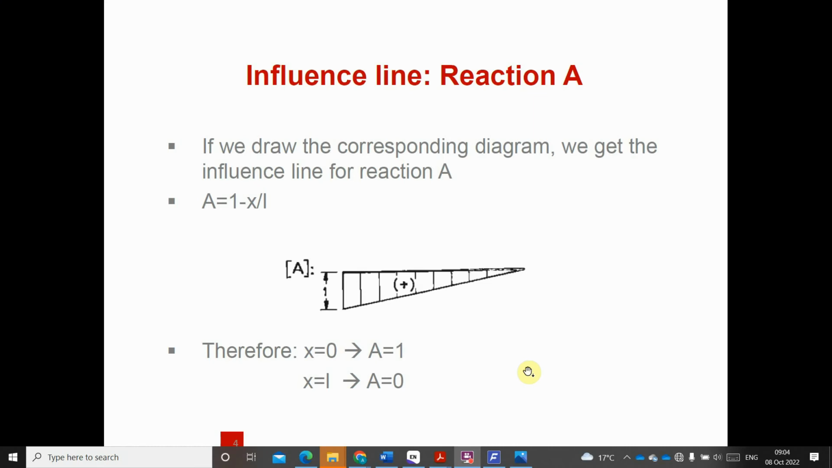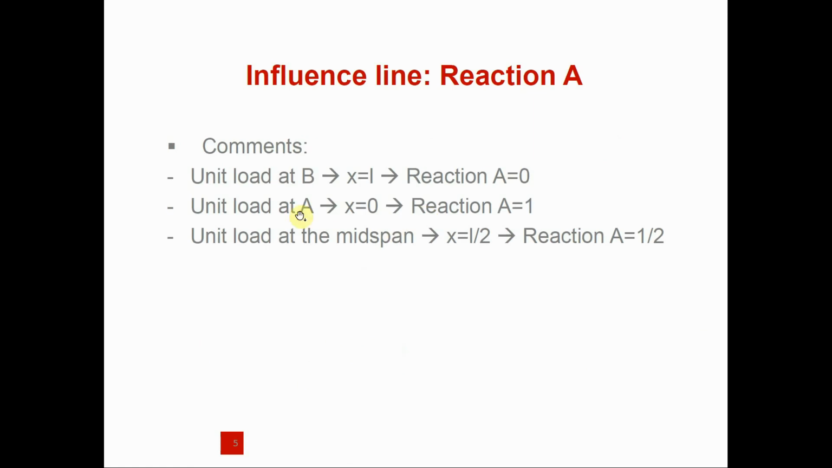So if we proceed to look at, let's say, the unit load at B, that is when S equals L, our RA is 0. When the unit load is at A, when S equals 0, we have RA equal to 1. And likewise at our midspan, that is when S equals L over 2, since RA equals 1 minus S over L, this will give us 1 over 2 if you do the calculation.